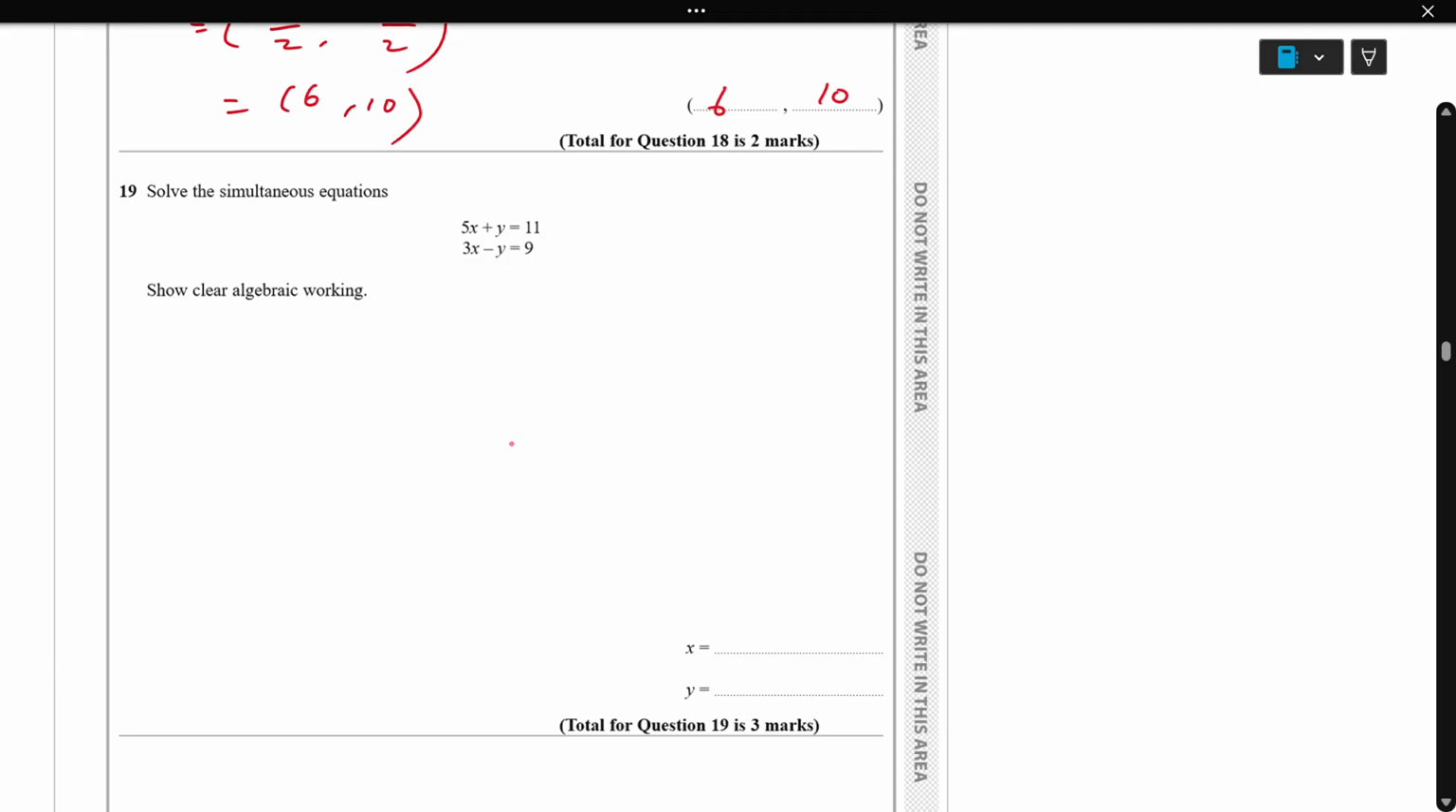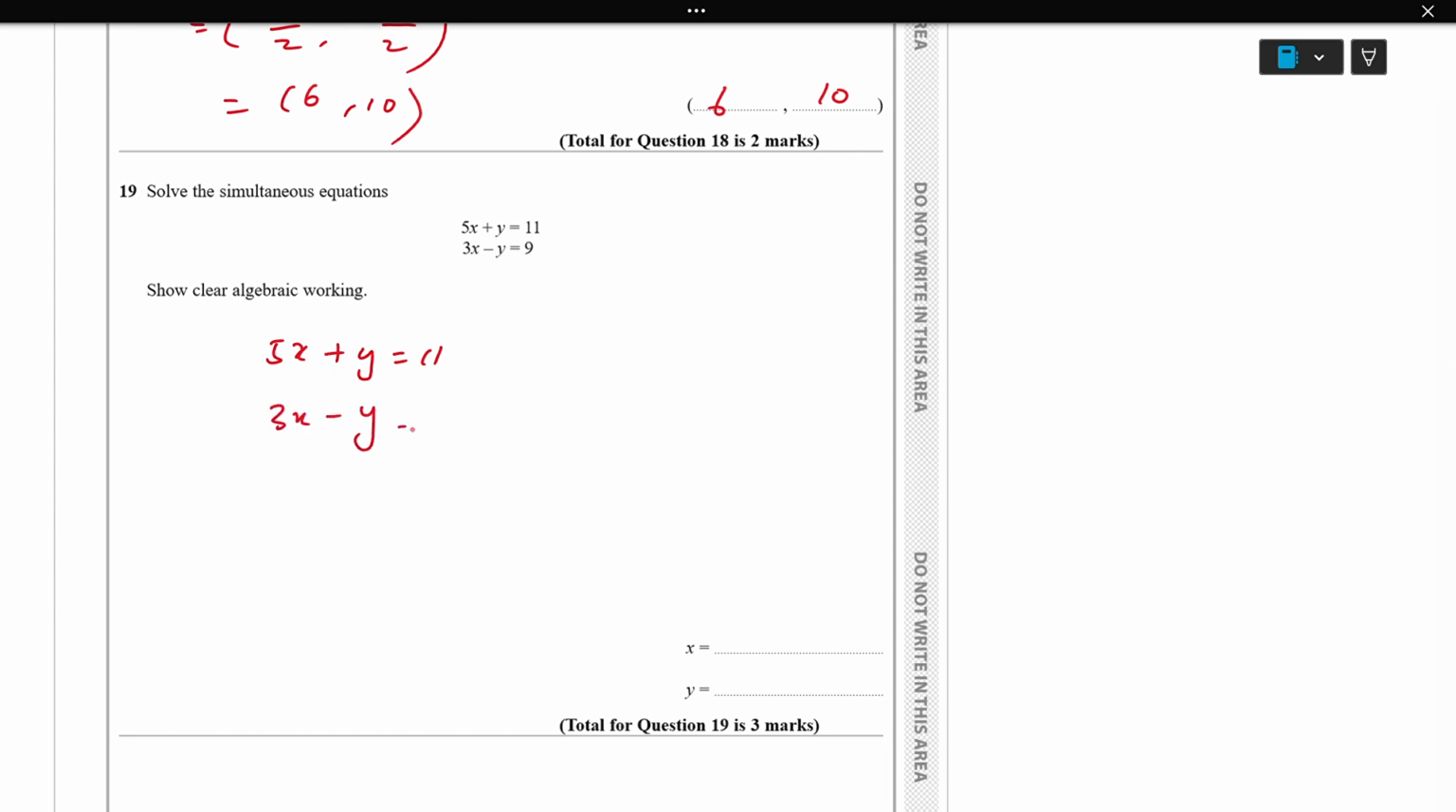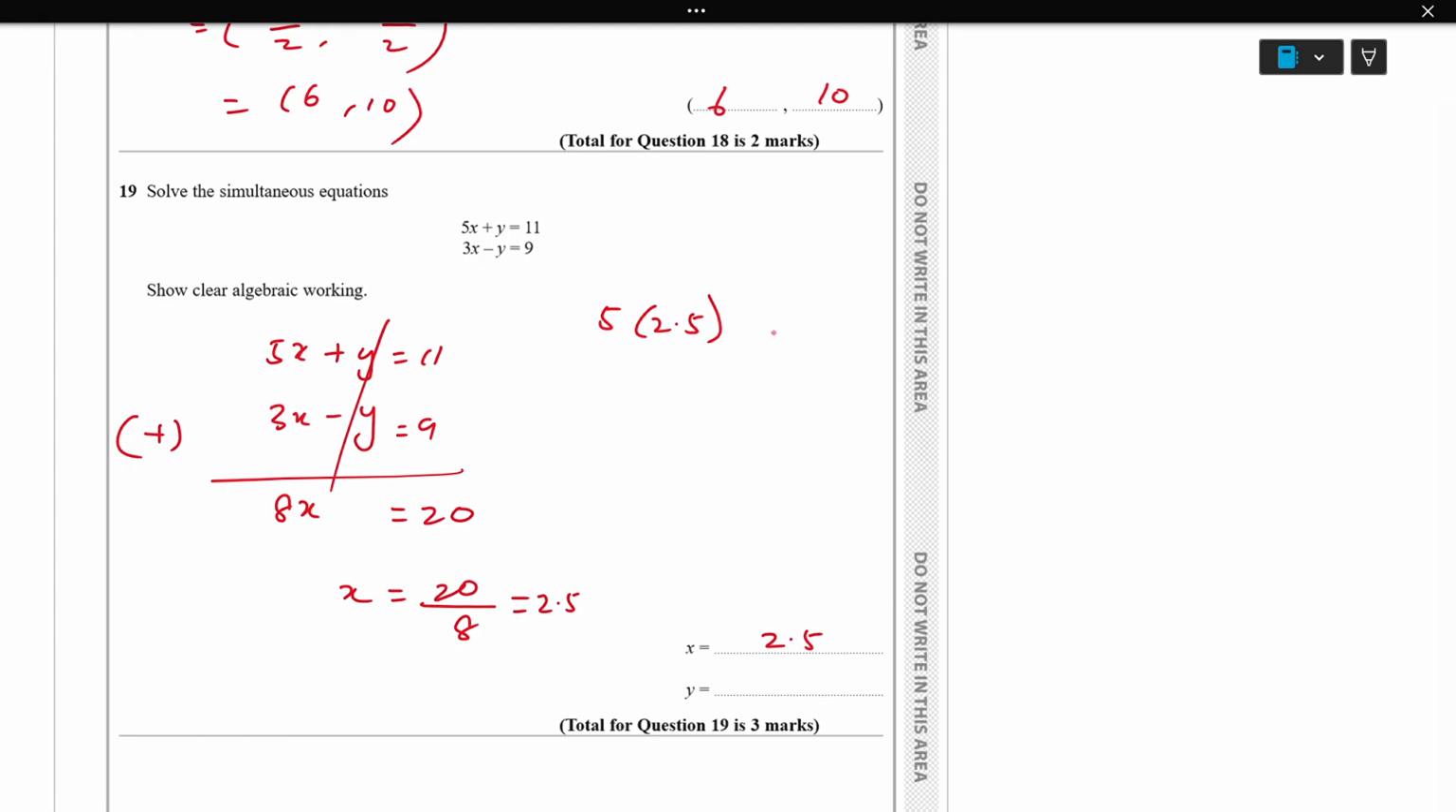Next, solve the simultaneous equations: 5x plus y equals 11 and 3x minus y equals 9. When you add both equations, plus y and minus y become 0. So 8x equals 20, x equals 20 over 8, which is 2.5. So x is 2.5. This value, just plug into any one of the equations. I'll plug into the first equation. 5 times 2.5 plus y equals 11, which is 12.5 plus y equals 11, so y equals 11 minus 12.5, which is negative 1.5. So y equals negative 1.5.